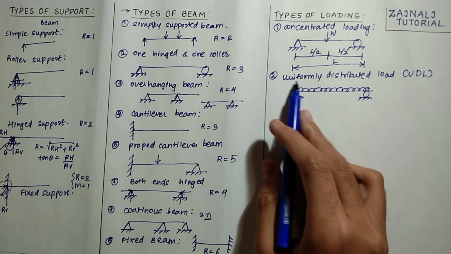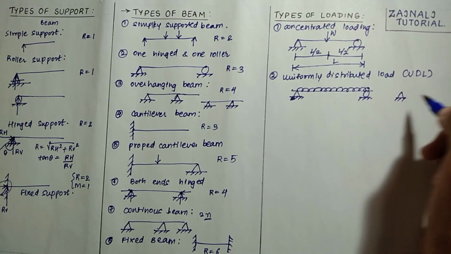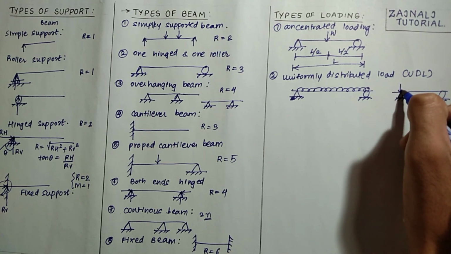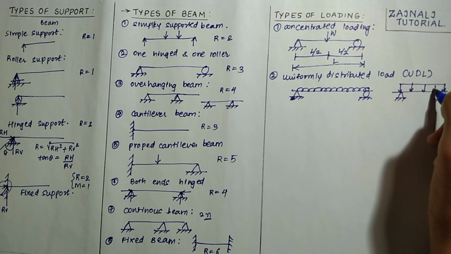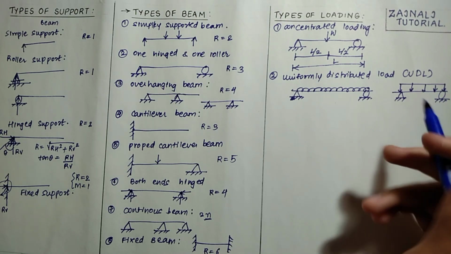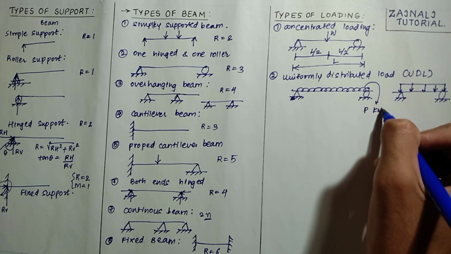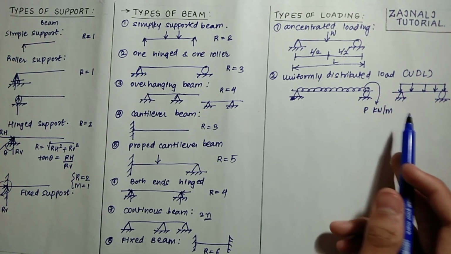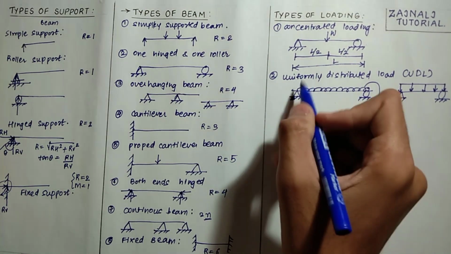The uniformly distributed load is regarded by these means, or it may also be regarded as this, and many times they are also regarded like this. Okay, these are the symbolic representation of the uniformly distributed load. The magnitude is given by P kilonewton per meter. As the intensity throughout its length remains the same, the per meter intensity would also be same throughout its length.